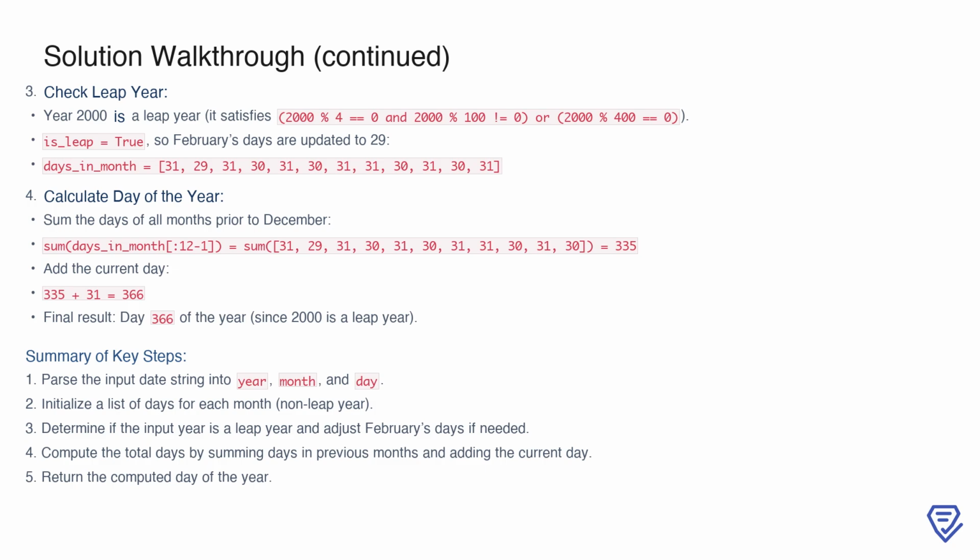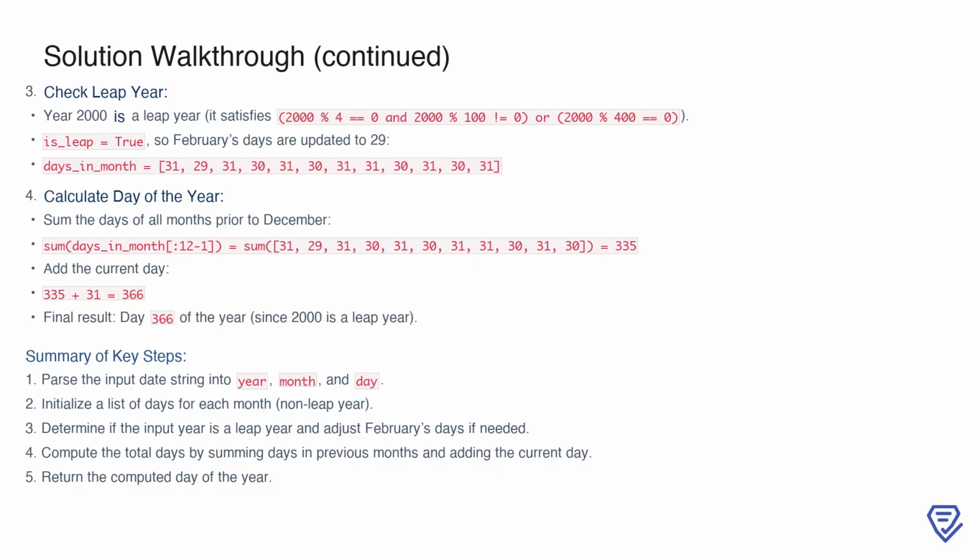To calculate the day of the year for December 31st, we sum the days of all months prior to December. This total is 335 days. Adding December's 31 days gives us a final result of 366. December 31st, 2000, is the 366th day of the year because 2000 is a leap year.